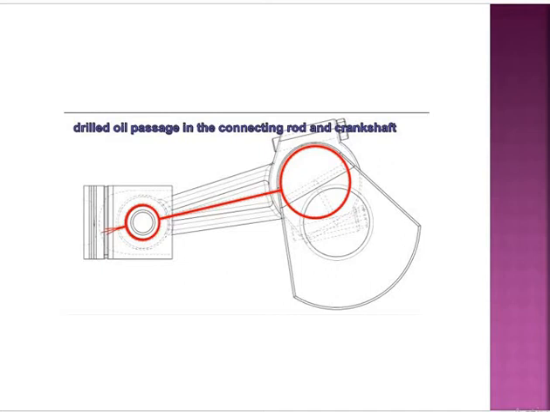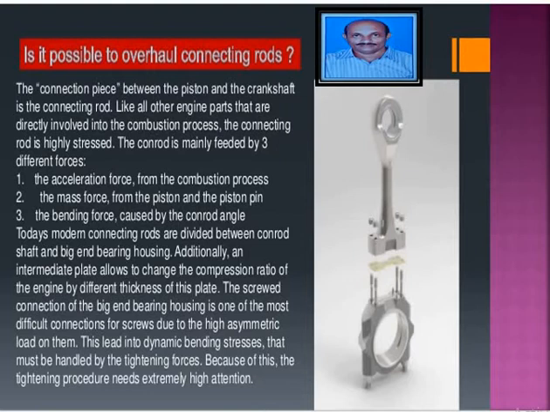Another figure, you see that here the connection between the piston and the crankshaft is made by the connecting rod, and I showed the two bearings, small end bearing and big end bearing. Okay, in this connecting rods are mainly subjected to three different forces. What are the different forces acting on the connecting rod?